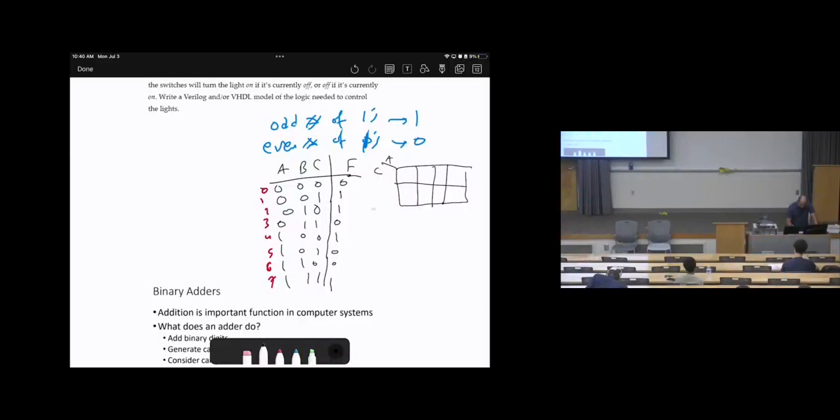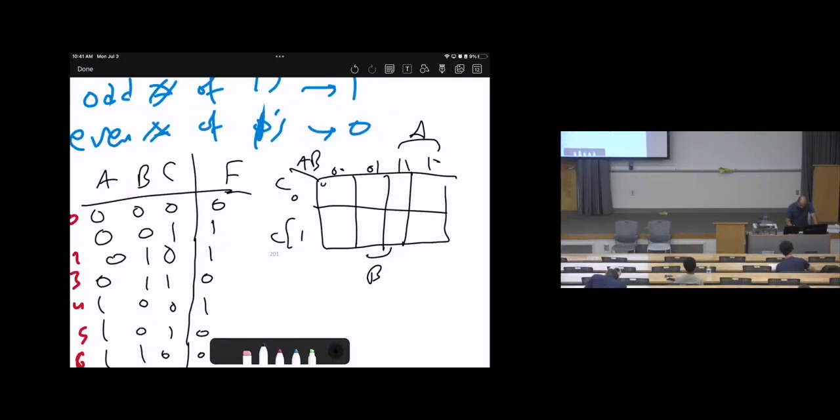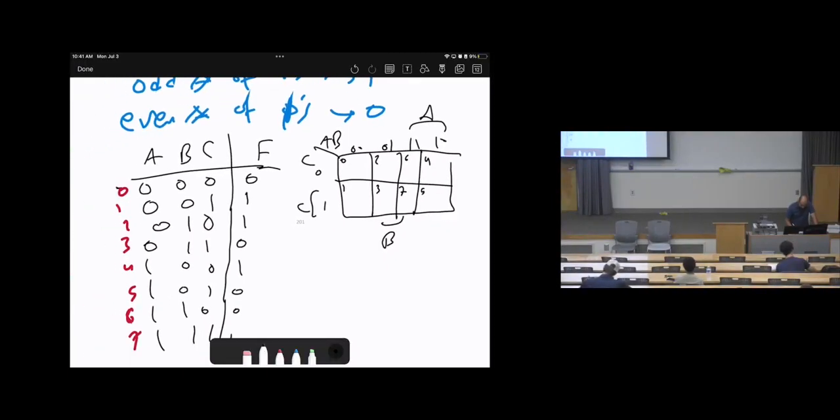So here is variable C, here is A, B, 0, 1, here is C: 0, 0, 0, 1, 1, 1, 1, 0. Here is A, here is B, then this is 0, 1, 2, 3, 4, 5, 6, 7. Then look at the location of ones, which will be at 1, at 2, at 4, then at 7, like this.